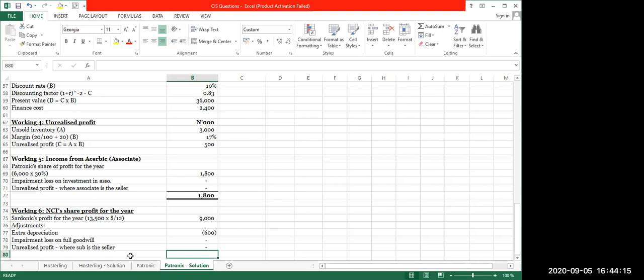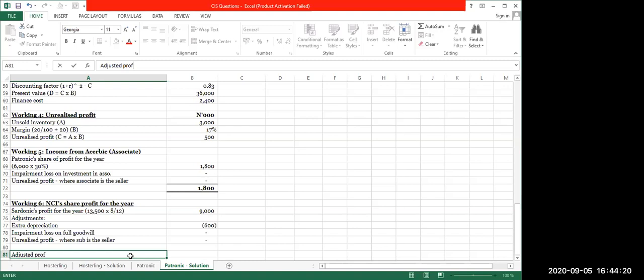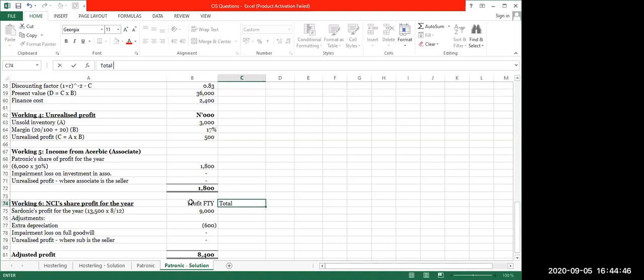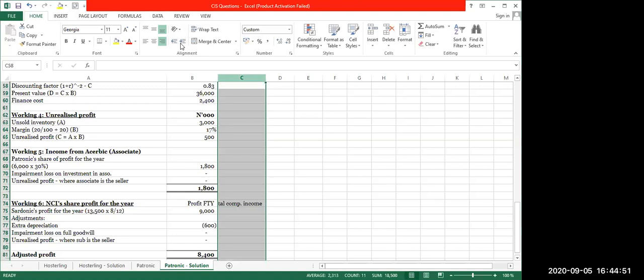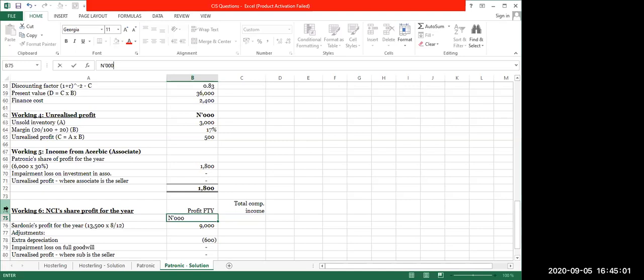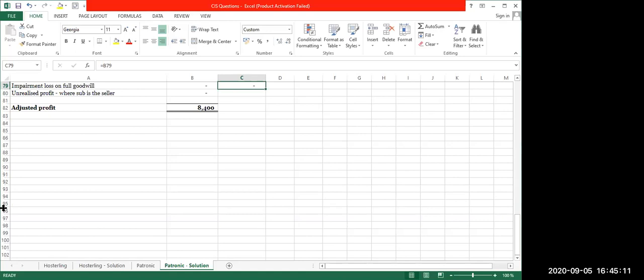So nil. So we have the adjusted profit to be 4,000,000. We have total comprehensive income. Still the same.